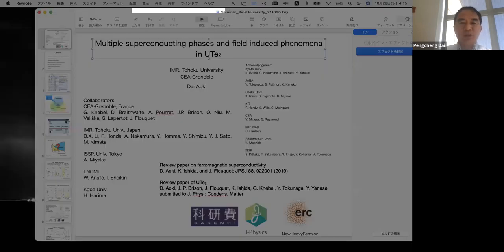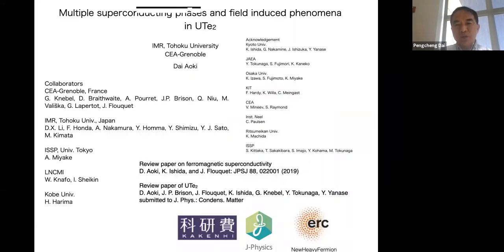Also, there are some issues concerning whether the uranium ditelluride has 1 or 2 transitions. This was inspired by previous discussion with Daniel. So I hope this will at least clarify some of the situation from an experimental point of view. Here you go, Dr. Aoki. The floor is yours.